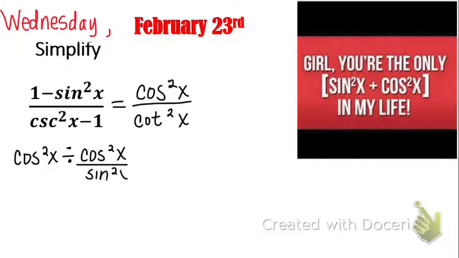And notice that you can do that. If cotangent equals cosine over sine, cotangent squared equals cosine squared over sine squared. So I have this divided by my denominator. Now we do keep, change, flip. So keep, change, flip.